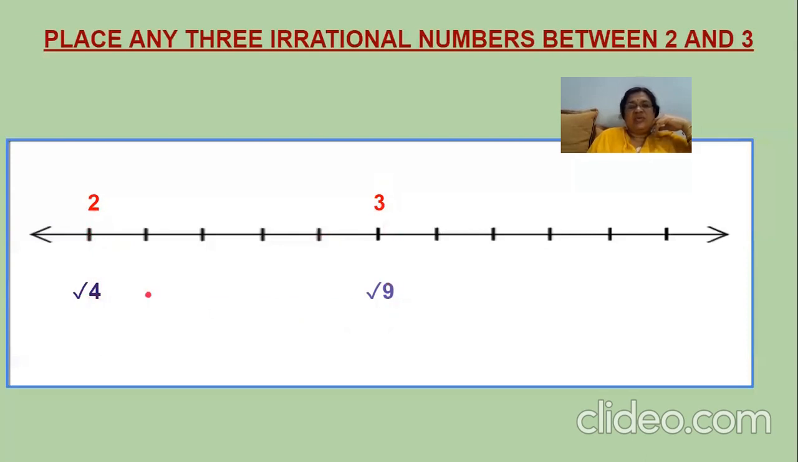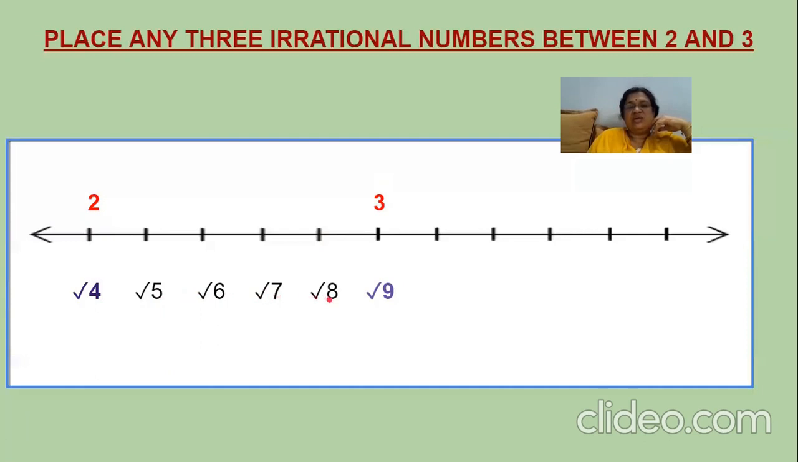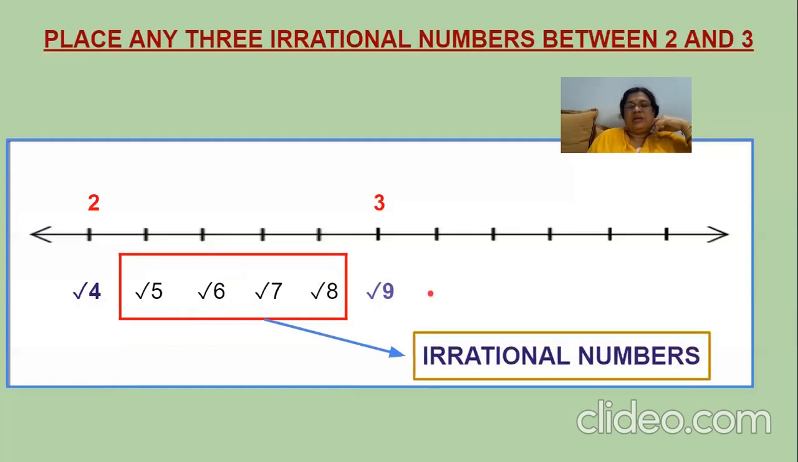So after 4, what will you get? 5. That is root 5, root 6, root 7, root 8, and root 9. All these numbers in between root 4 and root 9, that is root 5, 6, 7, 8, what are they? They are irrational numbers. So like this you can write the irrational numbers.